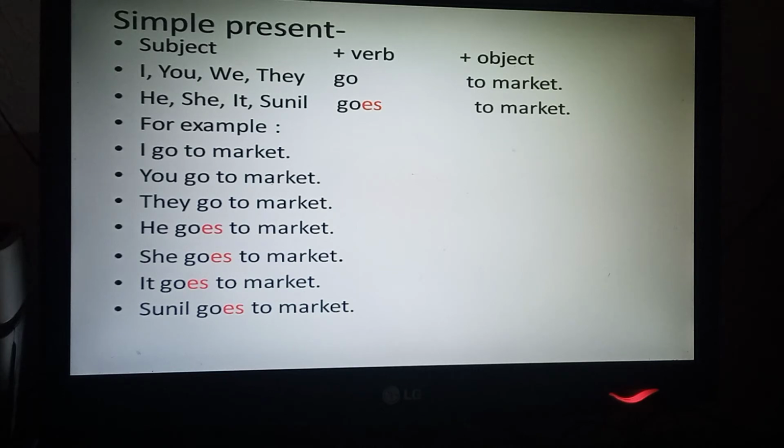For example, I go to market, you go to market, they go to market. With the third person, he goes to market. Because we are talking about the third person, you add es to go to make it simple present tense. She goes to market. It goes to market. Sunil goes to market.